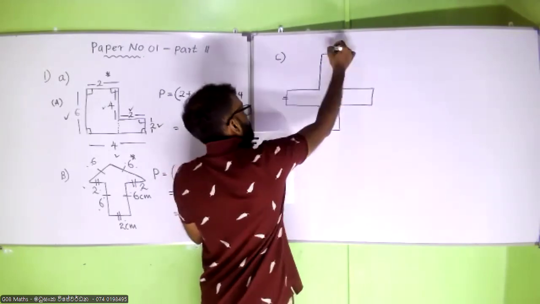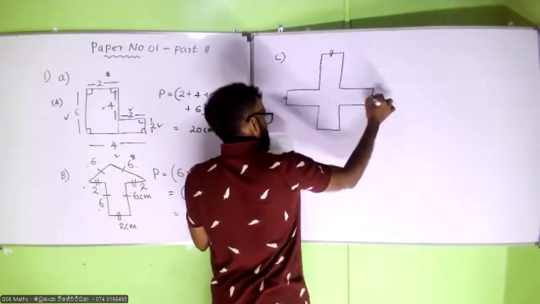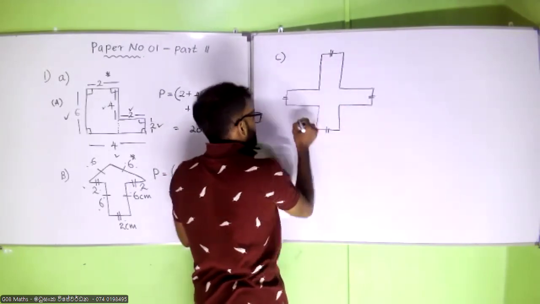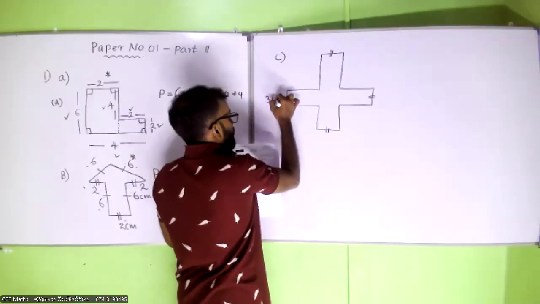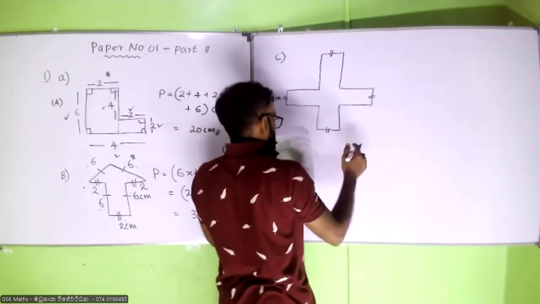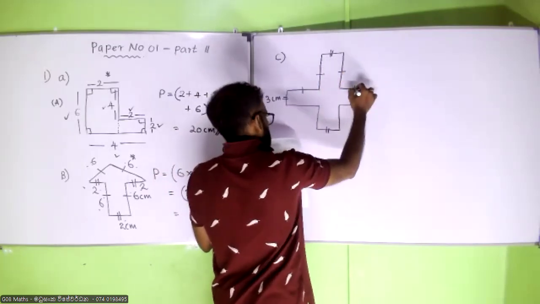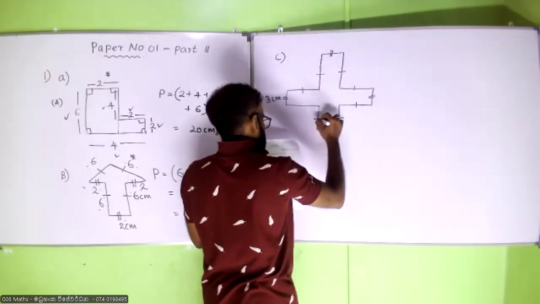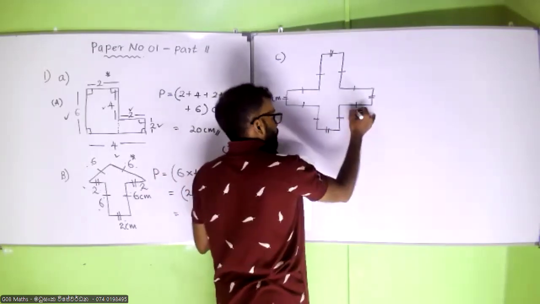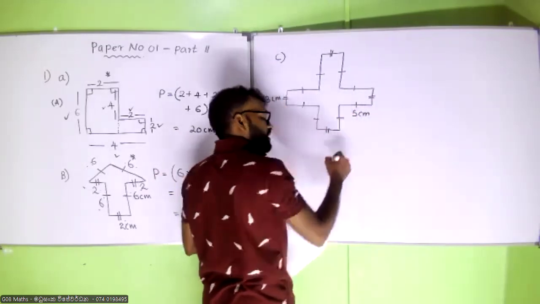This length equals this length equals this length, and the length is 3 centimeters. Very familiar to the previous one. This length equals this length equals this length here, this length here, this length here, 5 centimeters. So how to find the perimeter?